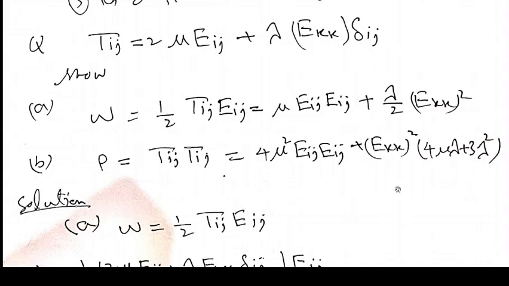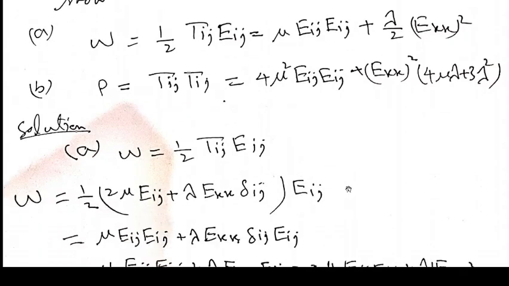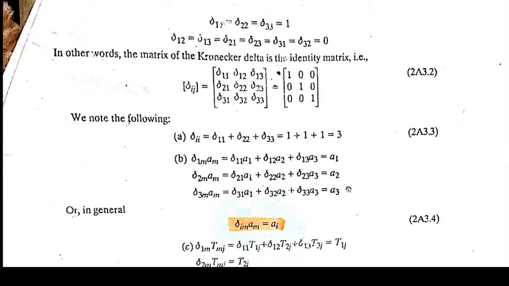Now you have to do part B by yourself in a similar fashion. Simply you have to take Tij and Tij, write the value of Tij into it again, and simply multiply the components, I should say multiply the terms.